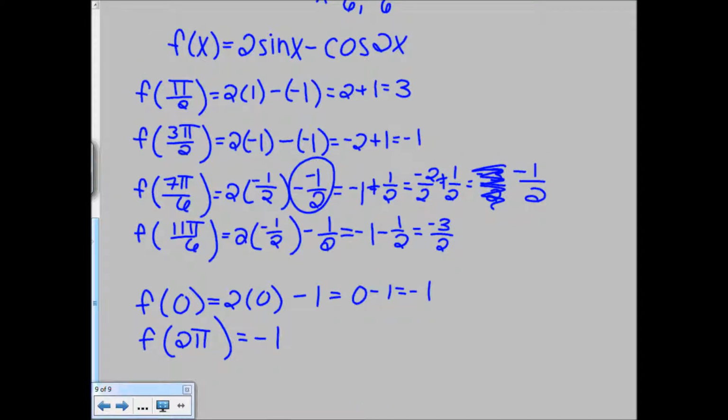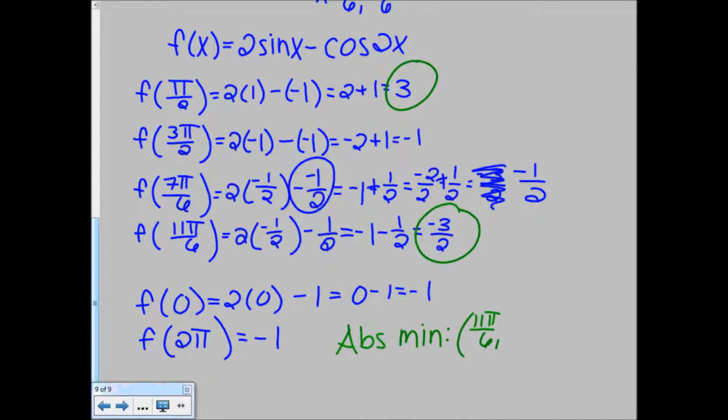So now let's see which one was our largest y value and which one was our smallest. So looking at all of these points, it's pretty easy to see that 3 is our largest, and then negative 3/2 is our smallest. So for this function, we can write that we have an absolute min at 11 pi over 6, comma negative 3 over 2, and that we have an absolute max at the point pi over 2, comma positive 3.